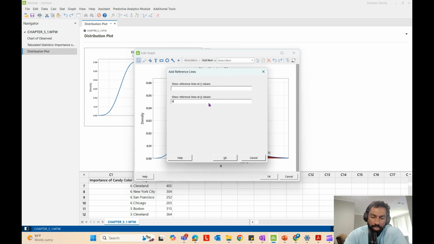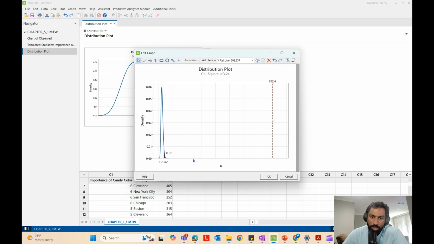and the value we got we can add as a reference line on the x-axis as 802.637, and that'll show you that 802.6 is too high. So the value we got of 802 and the critical value of 36.42 is massively different, and since they are different, we can confidently claim that there is a difference in the rating pattern across the city.